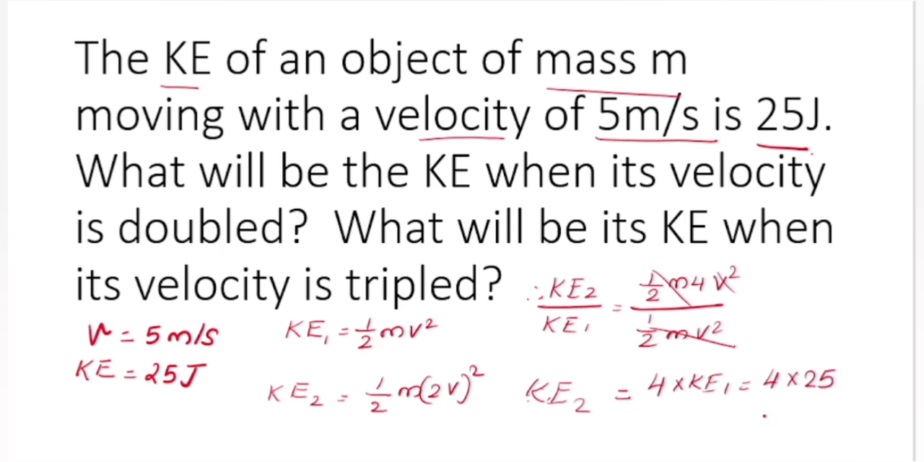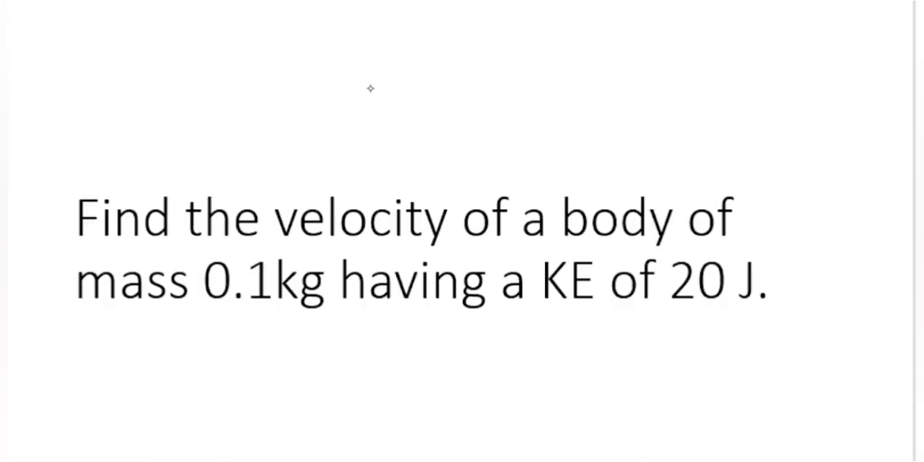So initial kinetic energy was 25. So 4 times increase means now it is 100 joules. What will be its kinetic energy when its velocity is tripled? In this case it is 3 times. So tripled means it will become how many times? 9 into 25 times. That is, the calculation you can show like how we showed above. So the calculation will give us the answer 225 joule.